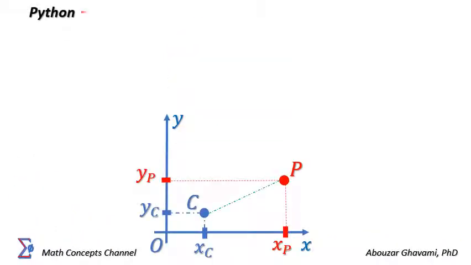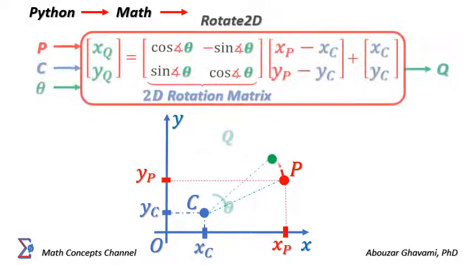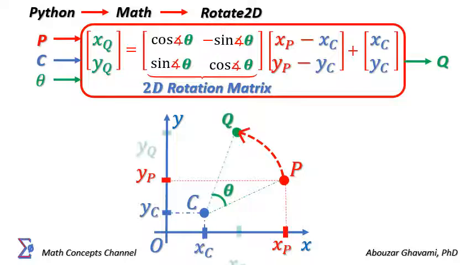In this video, we use the Math library in Python to find the coordinates of rotating a point around another point in two-dimensional space.